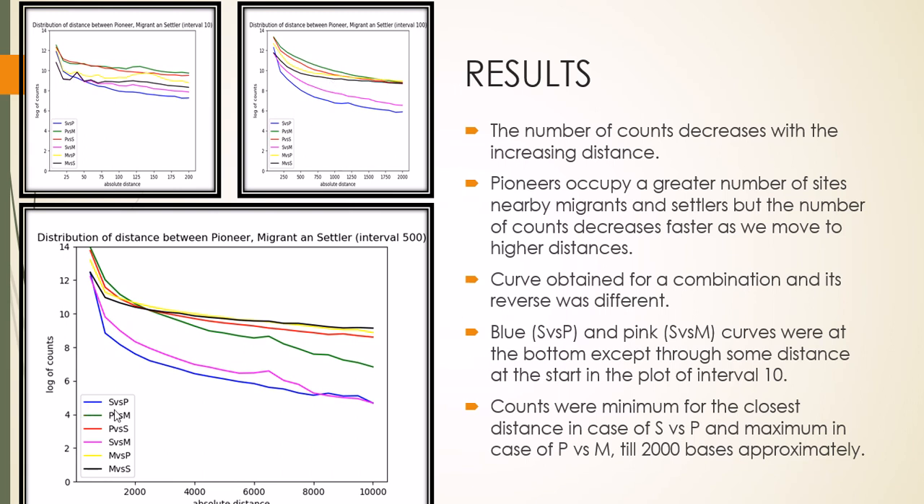The blue curve, which is for settler versus pioneer, and the pink curve, which is for settler versus migrants, were at the bottom except for some distance at the start in the plot of interval 10, which means for settlers, a minimum number of pioneers and migrants bind closer to these at almost all the distances. The counts were minimum for the closest distance in case of settler versus pioneers, which means a minimum number of pioneers bind closest to the settlers at each interval, and maximum in case of pioneer versus migrants till 200 bases approximately, which means a maximum number of pioneers bind closest to the settlers in almost each interval. Several more interpretations can be made from these plots.